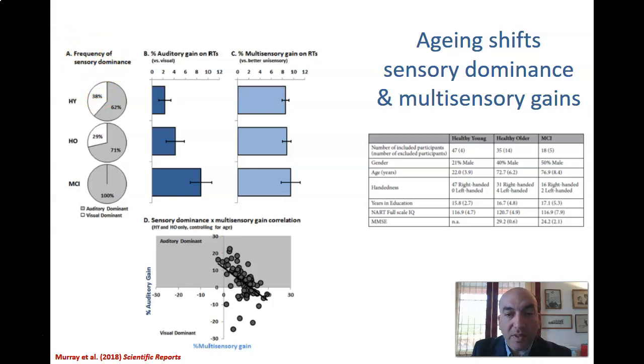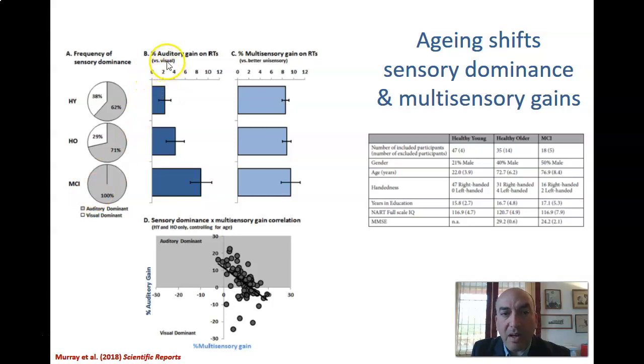Healthy young show a division of approximately 38 to 62%. Healthy older, about 30 to 70%. And mild cognitive impairment are all auditory dominant. That is, all of our participants had faster reaction times to the auditory than to the visual stimuli.